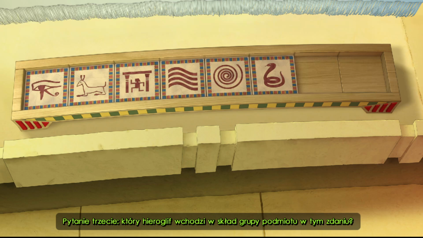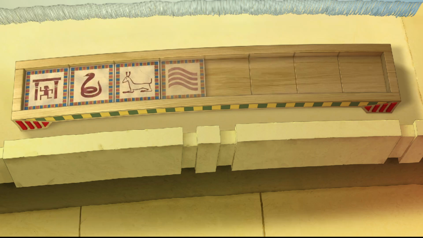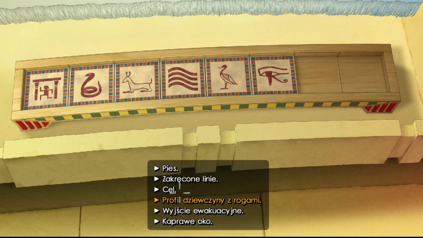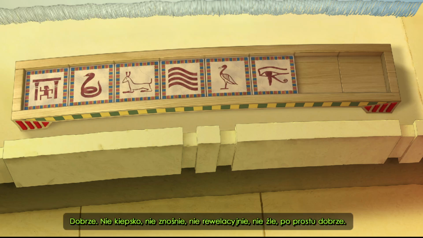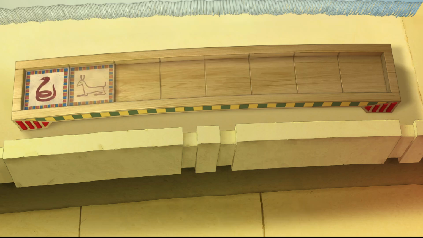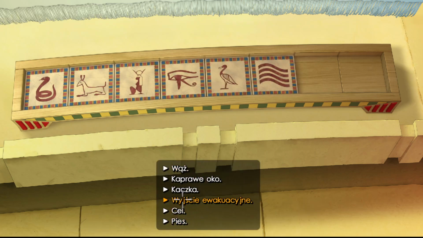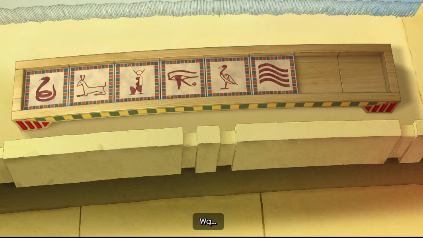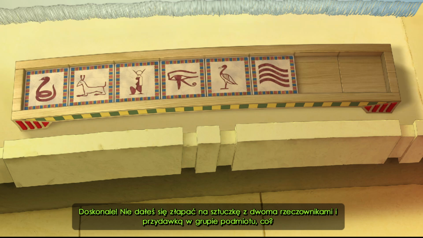Third question. Which hieroglyphic acts as the nucleus of the subject in this sentence? Good. Not poor. Not excellent. Not satisfactory. Not bad. Neither here nor there. But good. Fourth and second to last question. One of the following hieroglyphics cannot be conjugated in the passive voice. Which is it? Astonishing. You weren't fooled by the double noun and the adjective.